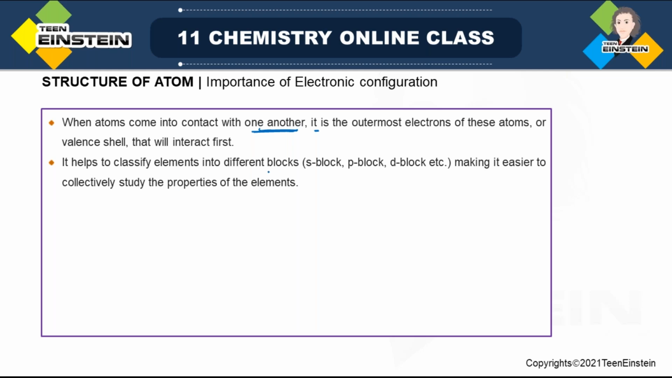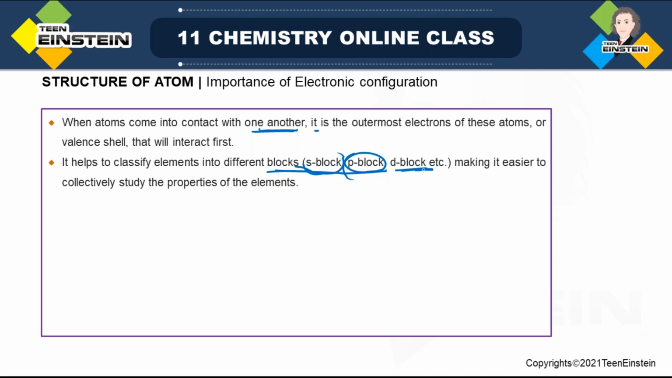It helps to classify elements into different blocks. If you know the valence electrons, whether they are in 2p or 3p, based on that you can understand which block it will be. Suppose it is 4s2, obviously it will belong to the s block. If it is 6p, it will belong to the p block. If there are electrons in d, suppose 4s2 3d5 or 3d6, it will belong to the d block. So from this configuration, you can understand to which block the element belongs.